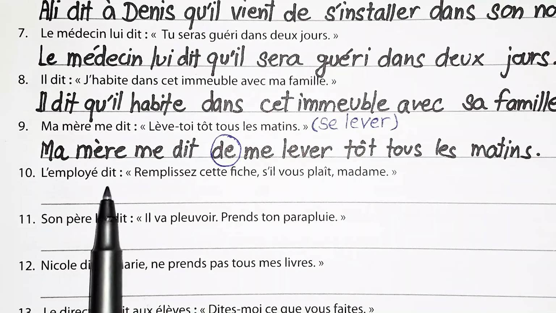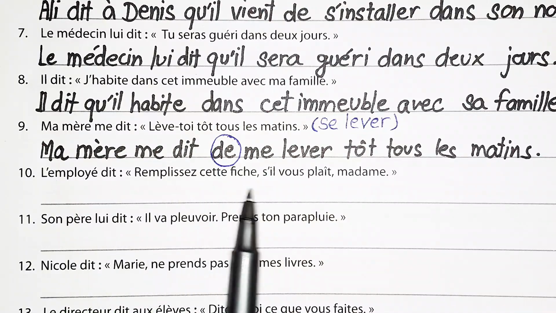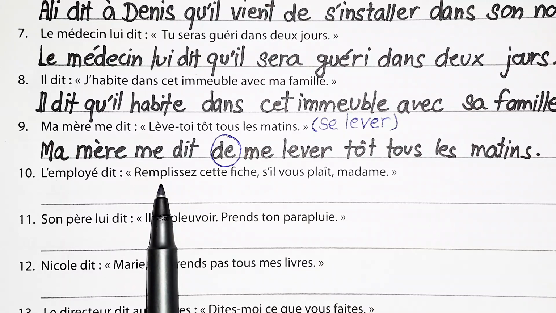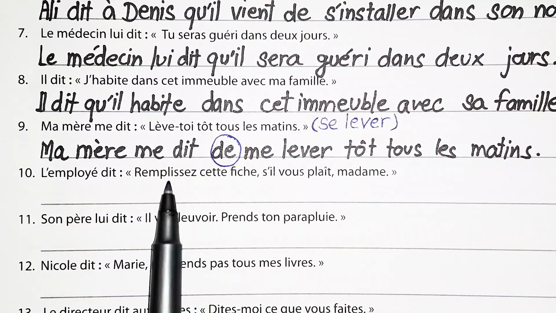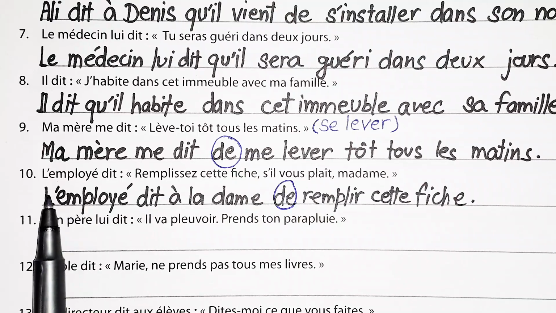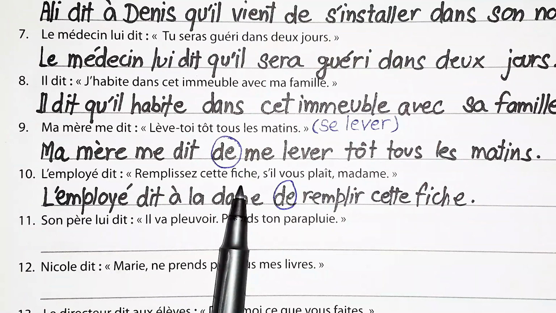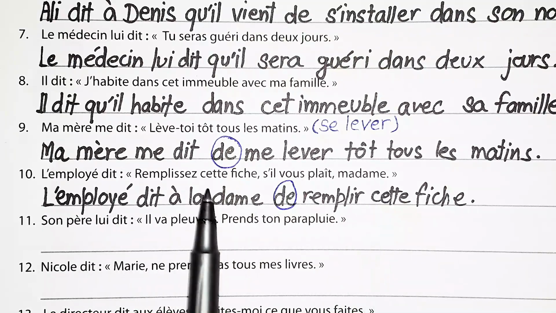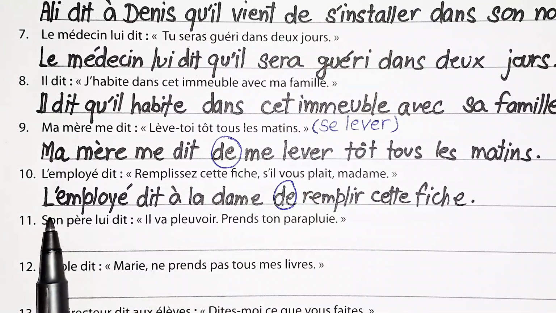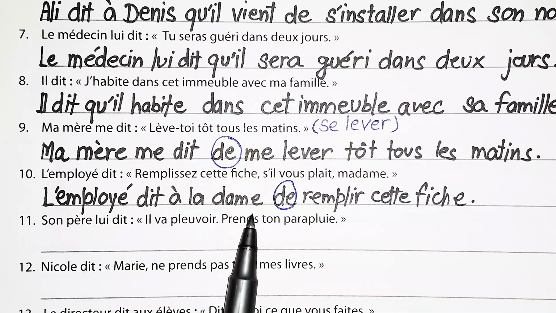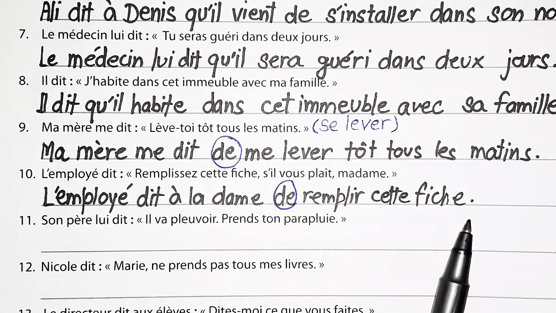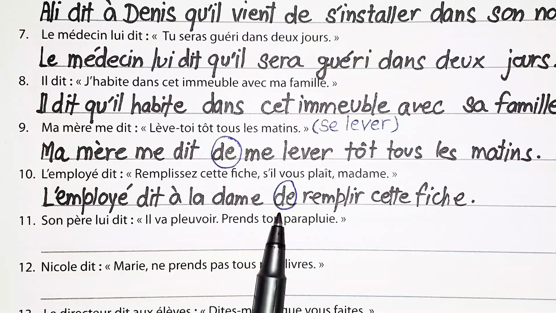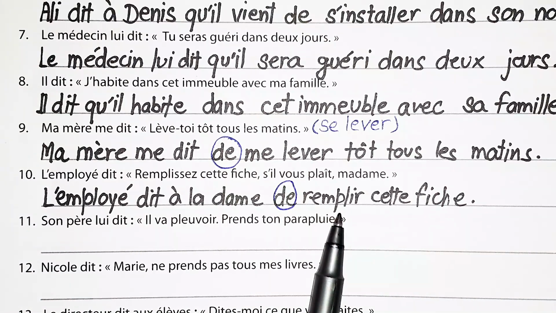Okay. L'employé dit, remplissez cette fiche s'il vous plaît, madame. Now again, this time we have imperative case here, so we'll use de to join both the sides. L'employé dit, remplissez cette fiche s'il vous plaît, madame. The employee is saying, madam, fill this form please. And after changing it, it is like l'employé dit à la dame de remplir cette fiche. The employee is telling to the lady to fill this form. Now after using de, we have used the infinitive form of the verb.